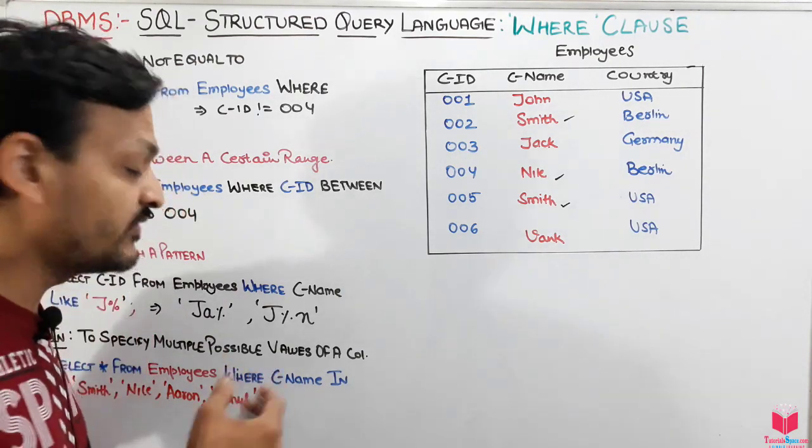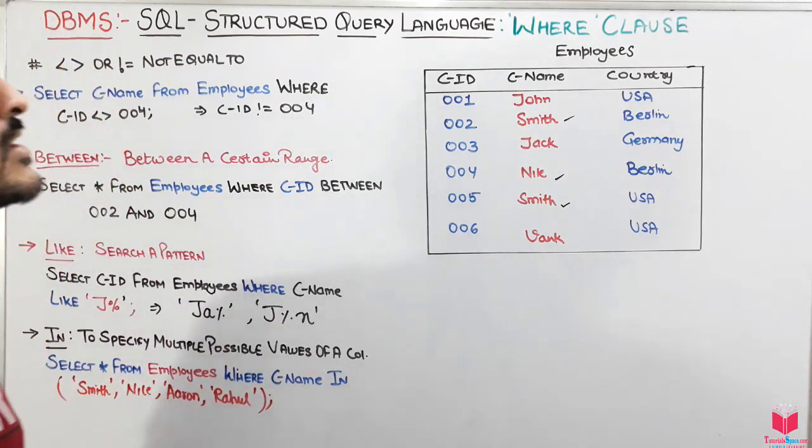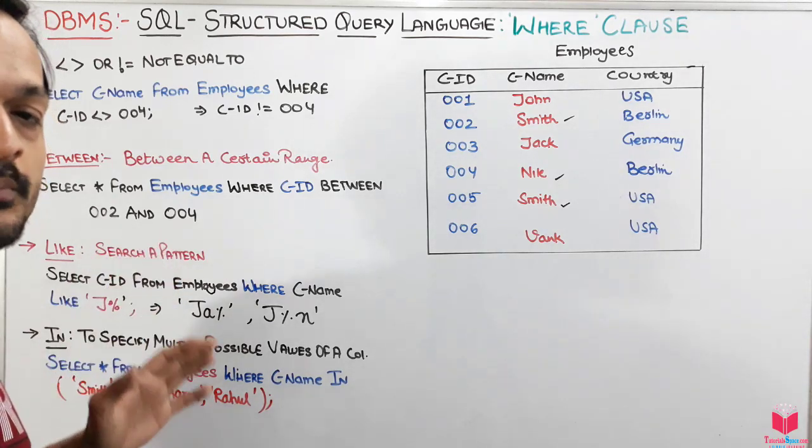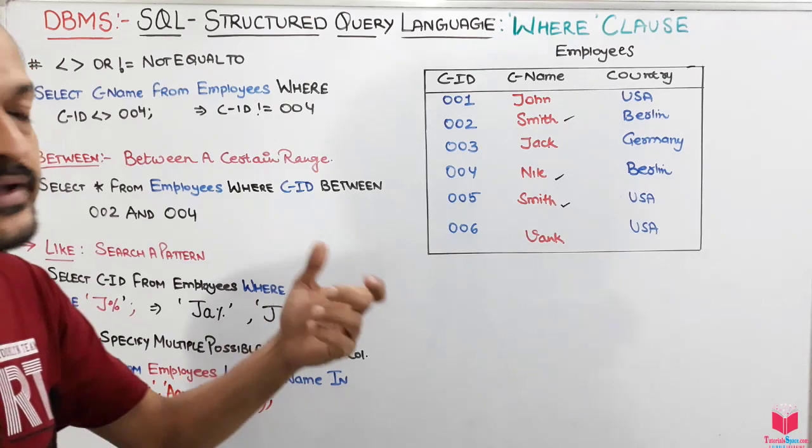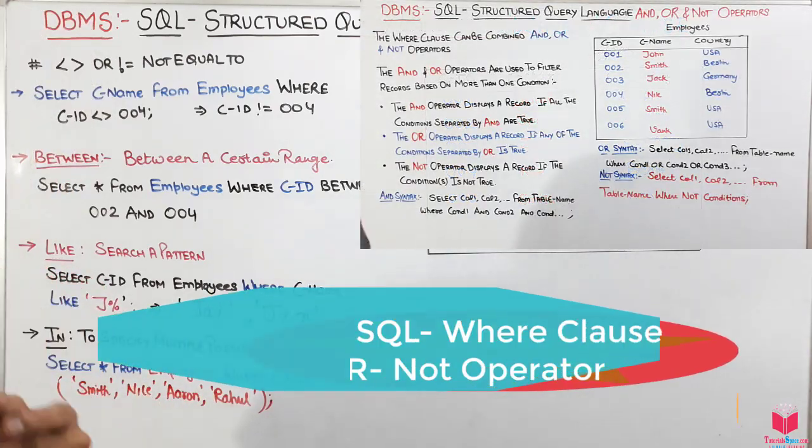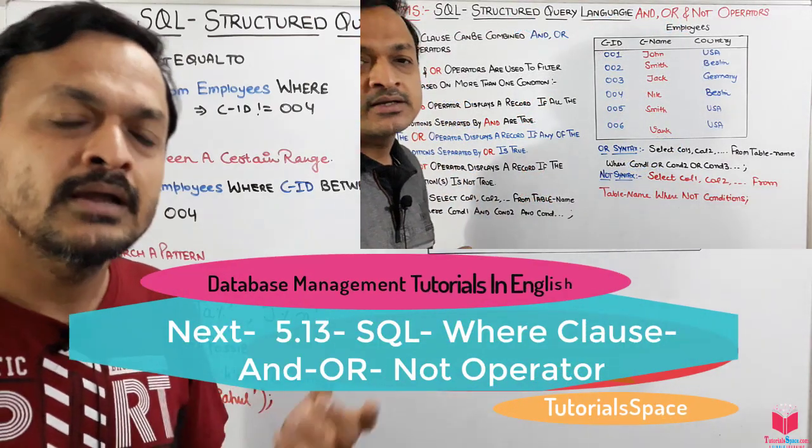So this is all about the WHERE clause, where we started with the syntax, and after that the operators and different operators. So now we have completed this WHERE clause. In the next video we are going to use AND, OR, NOT and many things.